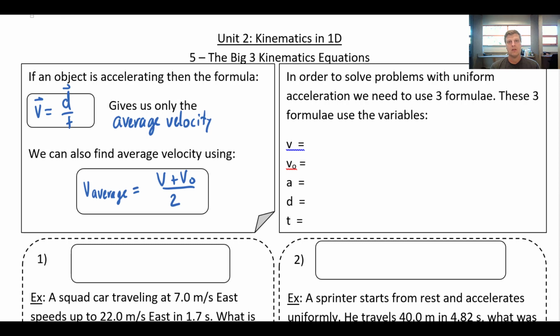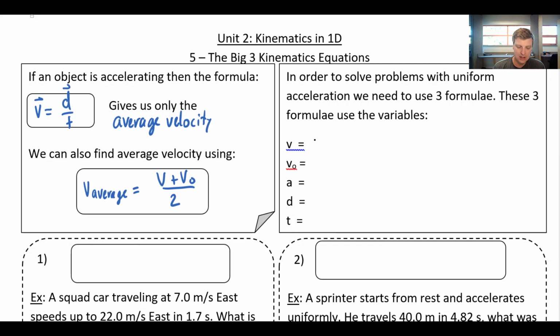The big three formulas are the three formulas that are going to use the same 5 variables all the time. And I know at first this is going to be a little bit overwhelming, but I promise you that with practice, you'll be able to master these things. But at first, it might seem a little bit much. These are the 5 variables right here: v, v naught, a, d, and t.